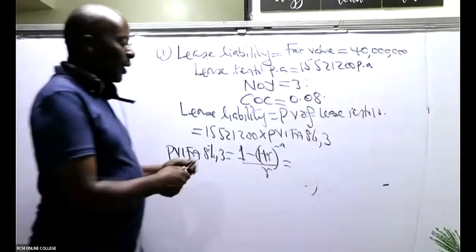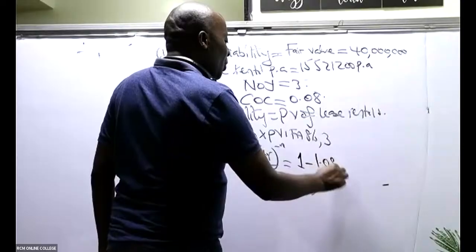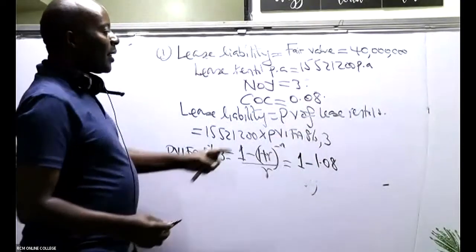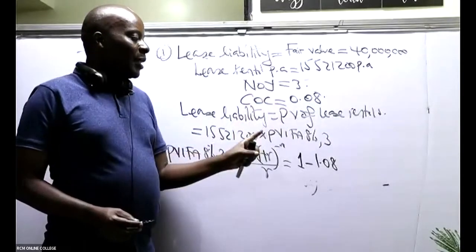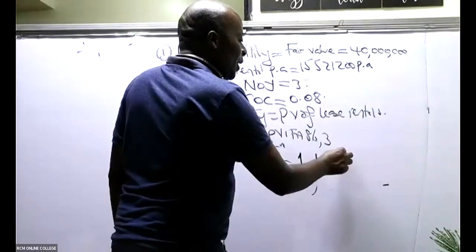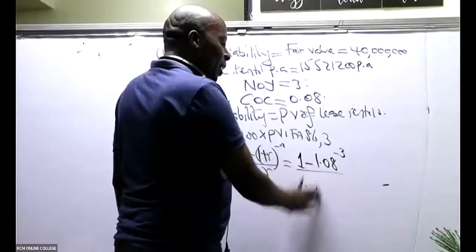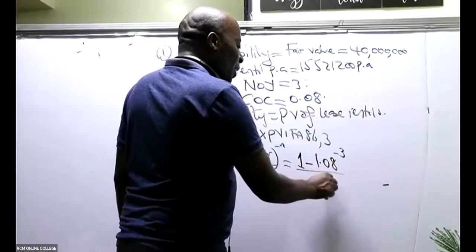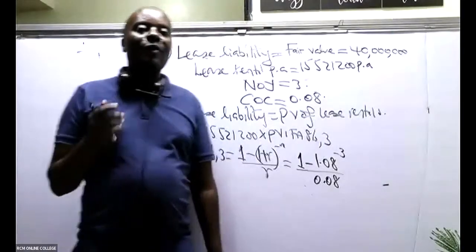So then this one here will be 1 minus 1.08, because I know R is 8%. You see, 1 plus 0.08 is the same as 1.08 raised to negative n. In this case our n is 3 years. And then you divide this by R. R will be 0.08.